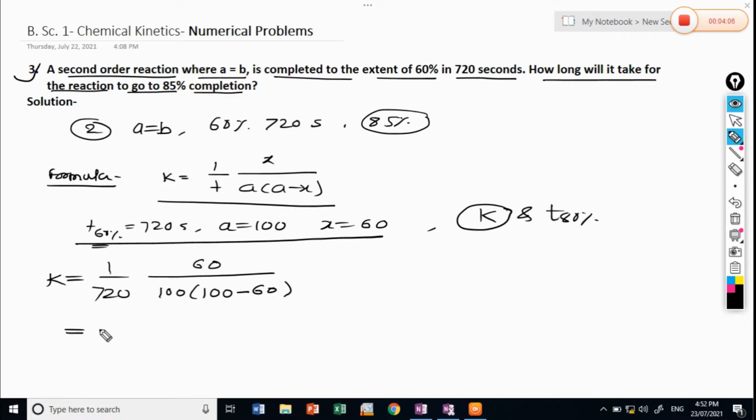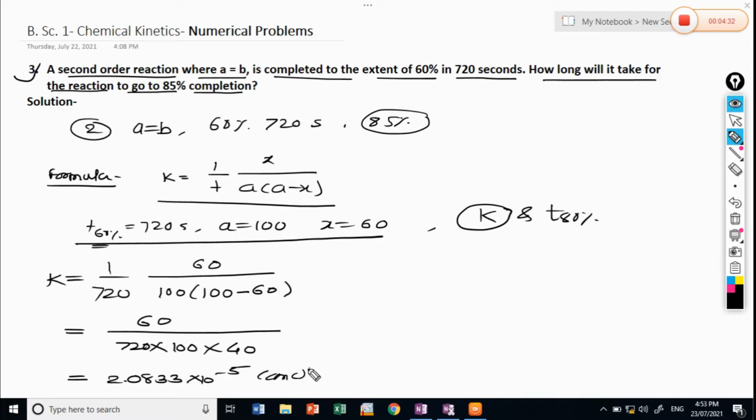So it comes out to be 60 divided by 720 into 100, and this 100 minus 60 is 40. So the K is equal to 2.0833 into 10 raised to minus 5. What is the unit? Concentration inverse, second inverse. So this is K.